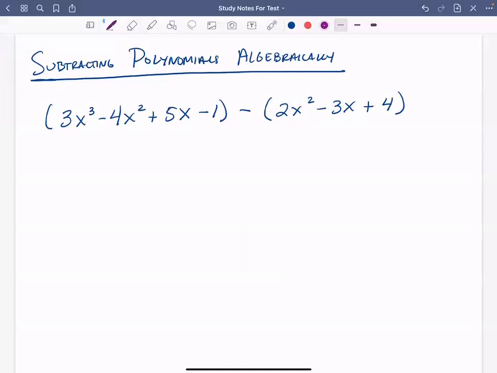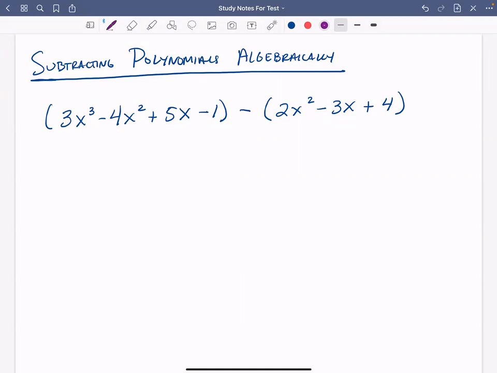Subtracting polynomials algebraically. And just like when we were adding polynomials algebraically, we have two methods we can use. We can use our horizontal way of subtracting, or we can use our vertical. So again, I'm going to show you both and show that you derive the exact same solution if you do all of your math correctly.